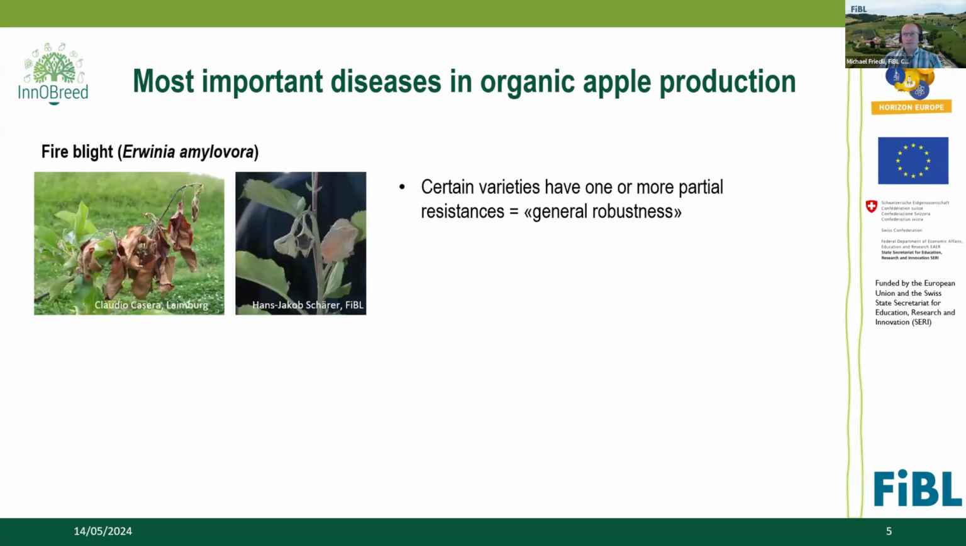Then another important disease is fire blight. It's a bacterial disease. And also here we have some modern varieties that have one or more partial resistances, so general robustness. It is also a disease that can have, depending on the region, also the year, some big impact on apple production.